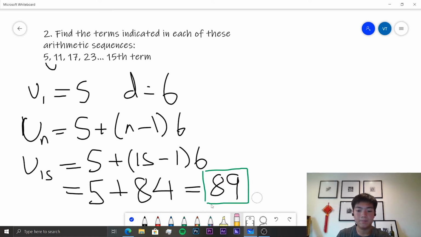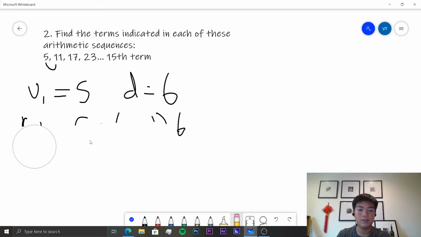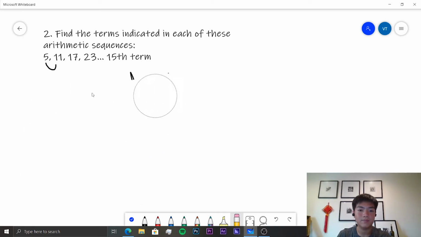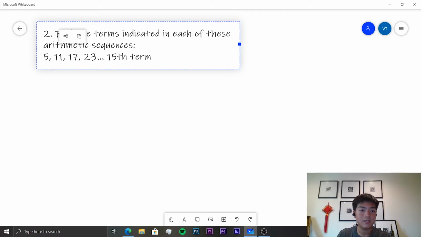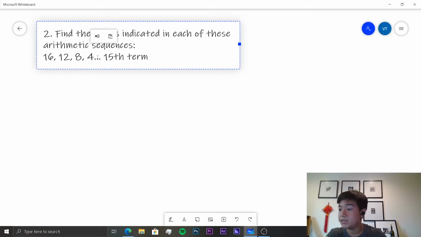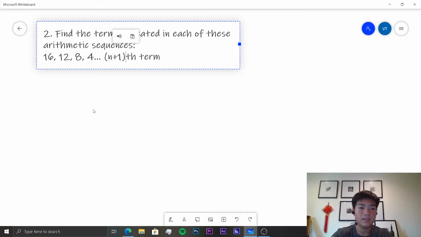And so let's move on to a more challenging one. Okay, so our next sequence is going to be D, that's 16, 12, 8, 4. And we need to find the n plus 1th term. So this shouldn't be too hard.